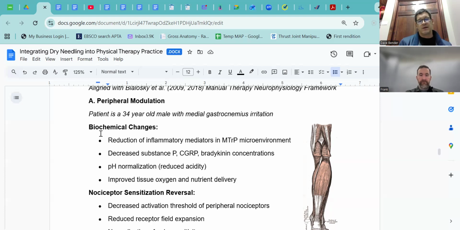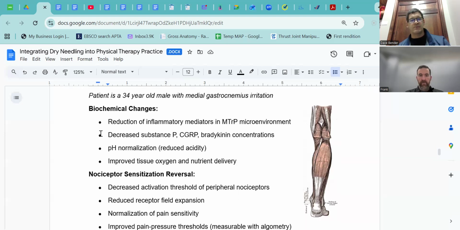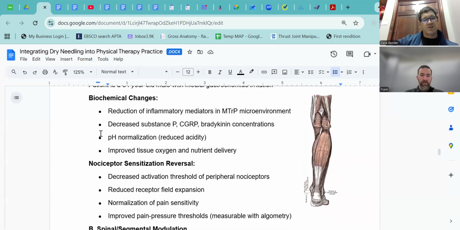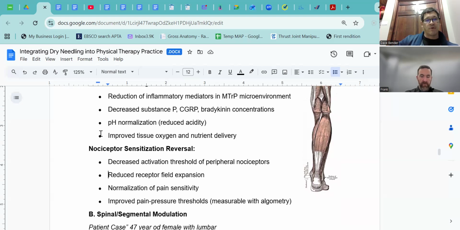What we see here is that by needling, there's a decrease in substance P, CGRP, and bradykinin concentrations, pH normalization, and improved tissue oxygenation. With the trigger point, it's that release of the chemical binding, that winding of the muscle, with increased blood flow that can almost create a washout effect. That's what we're looking for.